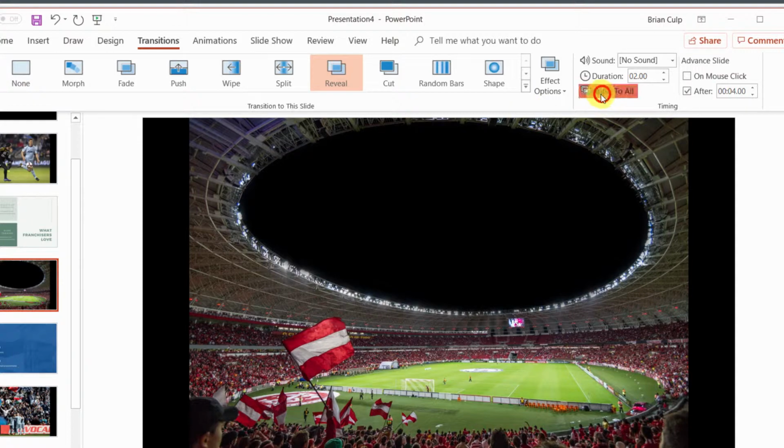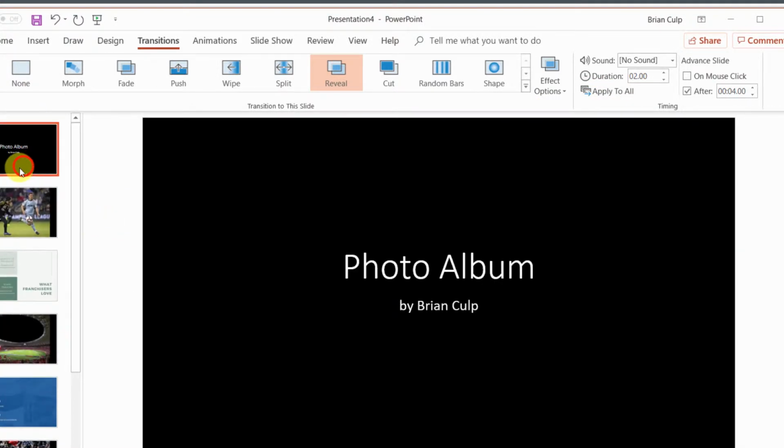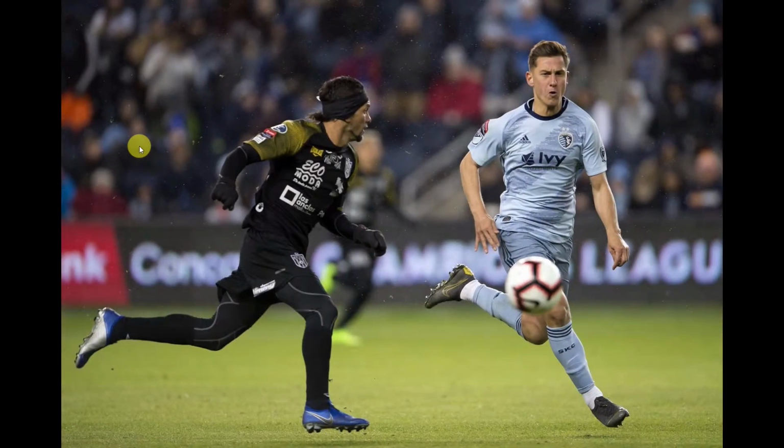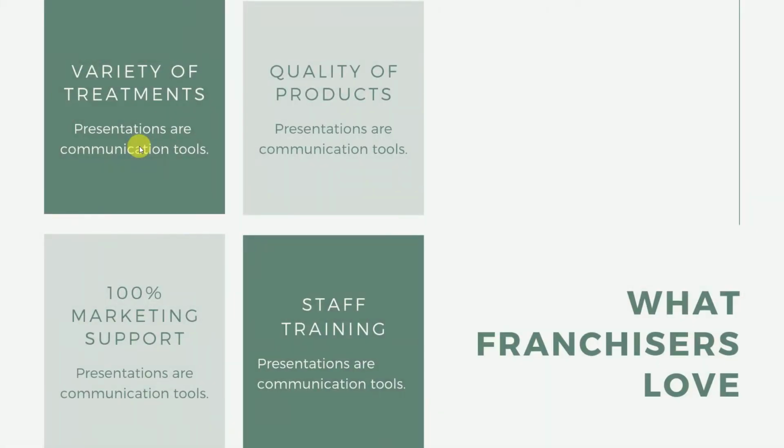So now I'll just go ahead and apply this to all, and then I'm ready to run my slideshow and kind of see what things will look like. So if you count to 4 here, 1, 2, 3, 4. Now we have that 2-second transition to my next photo in the photo album, 1, 2, 3, 4. And now I get some text about the photo.